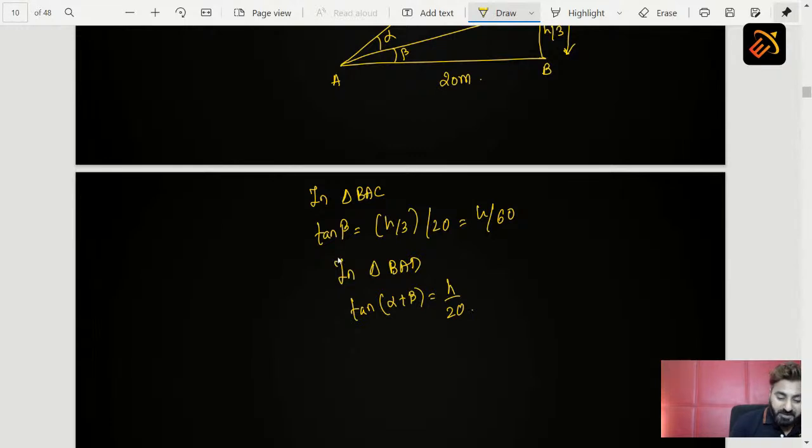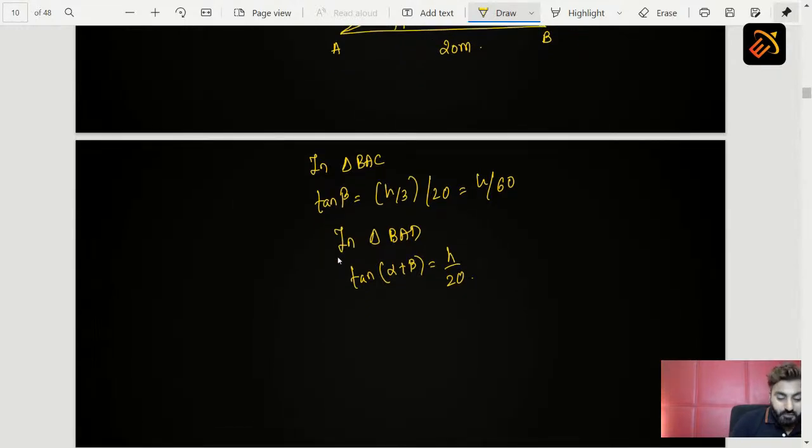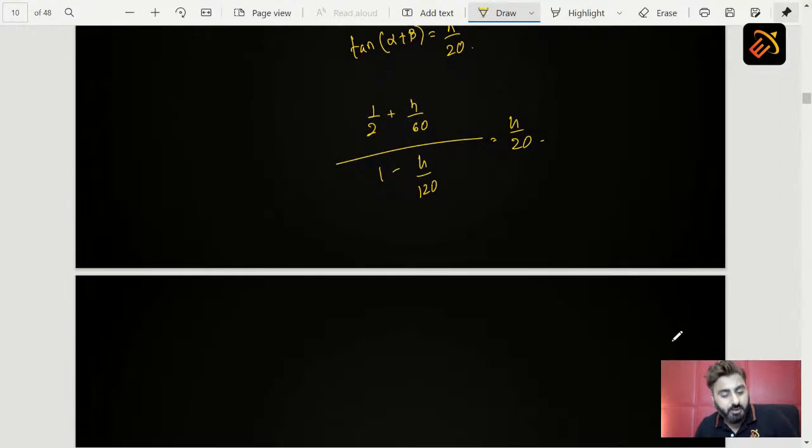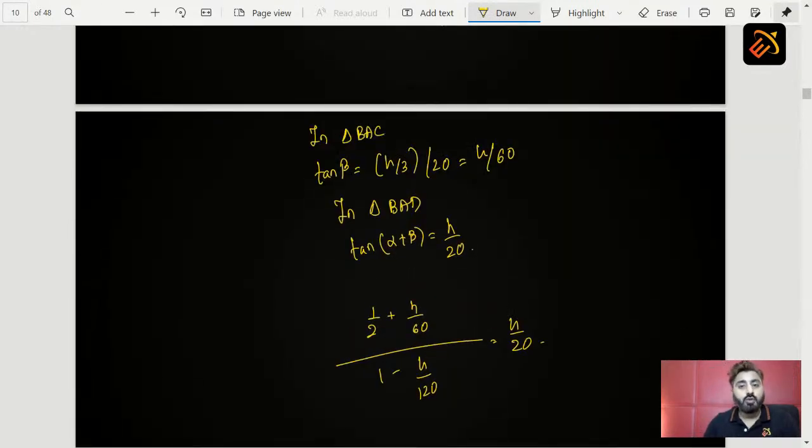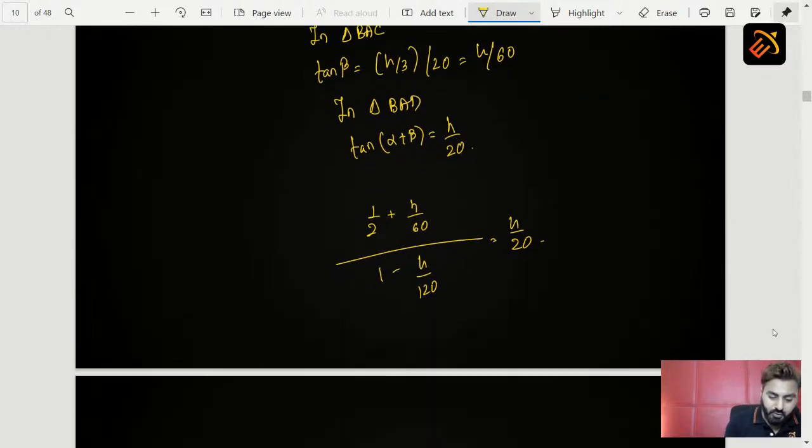So from this, when we expand, what do we get? We get 1 by 2 plus h by 60 whole upon 1 minus h by 120 is equal to h by 20. Now, when you solve this further, what do you get? So how to do it? Take the LCM. So when you take LCM, we get 60 plus 2h upon 120 minus h is equal to h by 20.